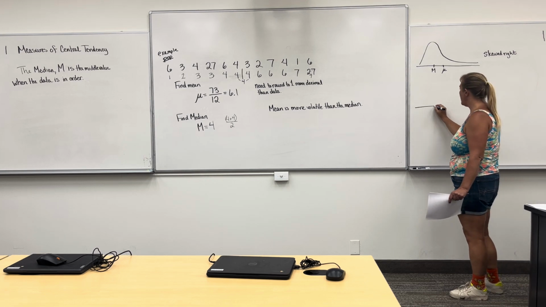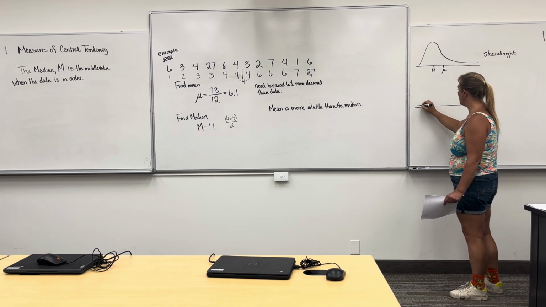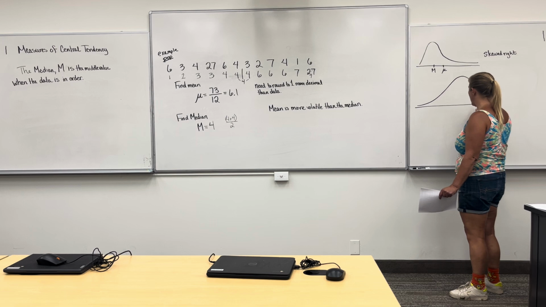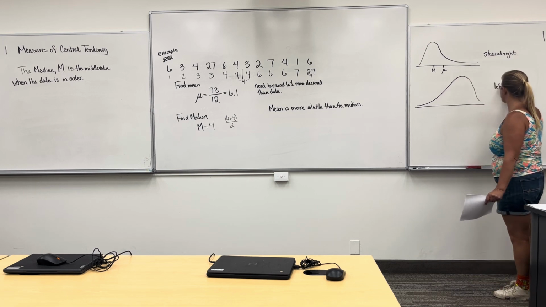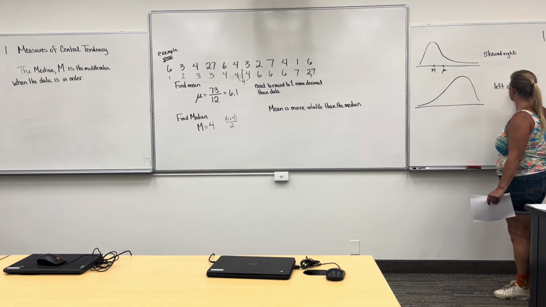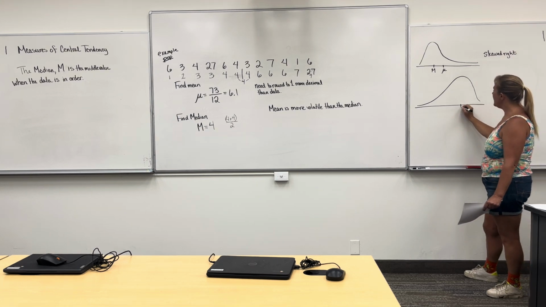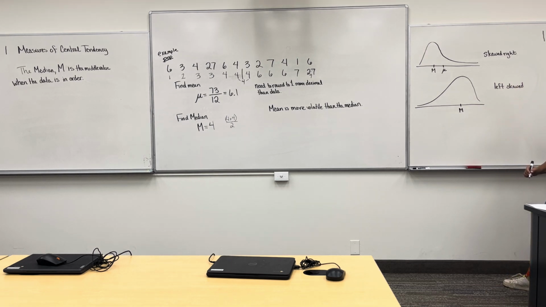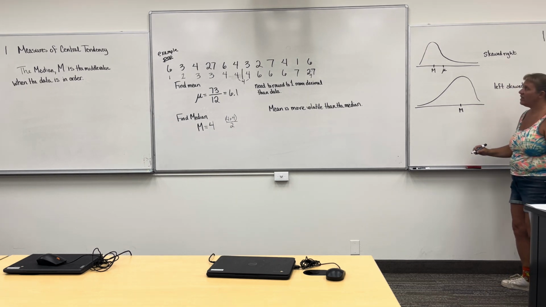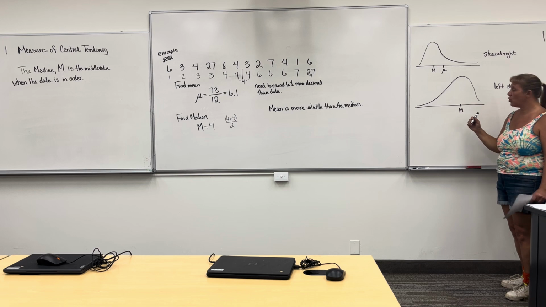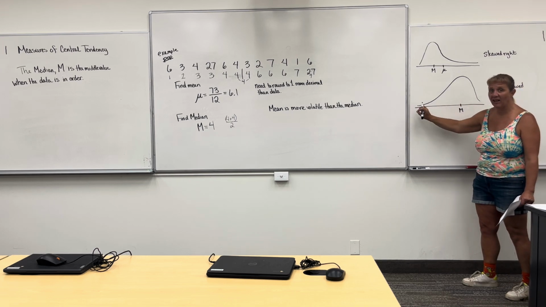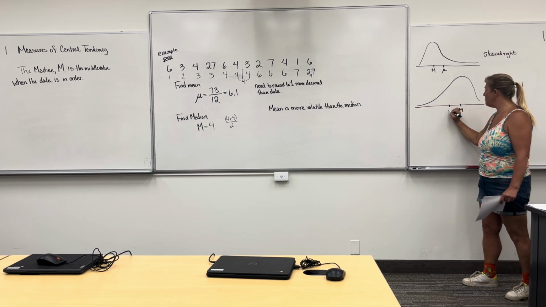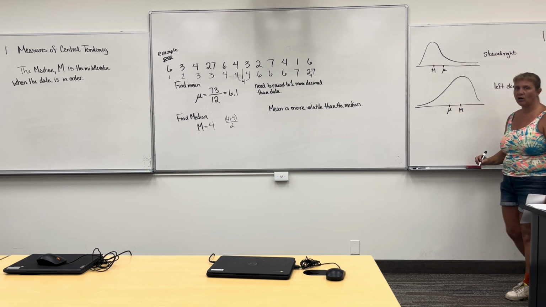And if it had been the situation where we had a left skewed graph, the median is still going to stay near the middle, okay? But again, the mean is going to get pulled towards that tail. So this time the tail is going to the left, so the mean is going to go out to the left.